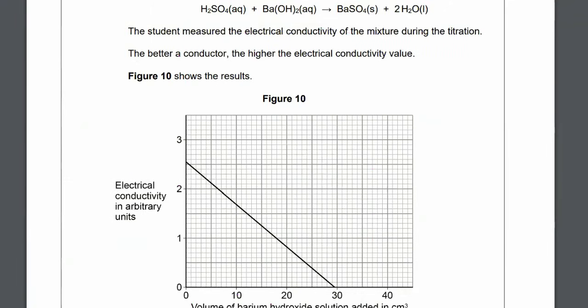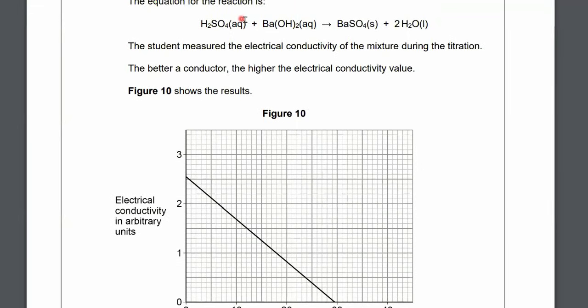Okay, have I got all of this question up here? No. The equation for the reaction is H2SO4 aqueous, sulfuric acid, plus barium hydroxide Ba(OH)2 aqueous, goes to barium sulfate BaSO4 solid, plus 2H2O liquid. When they give you these state symbols, they often play an important role in the question.